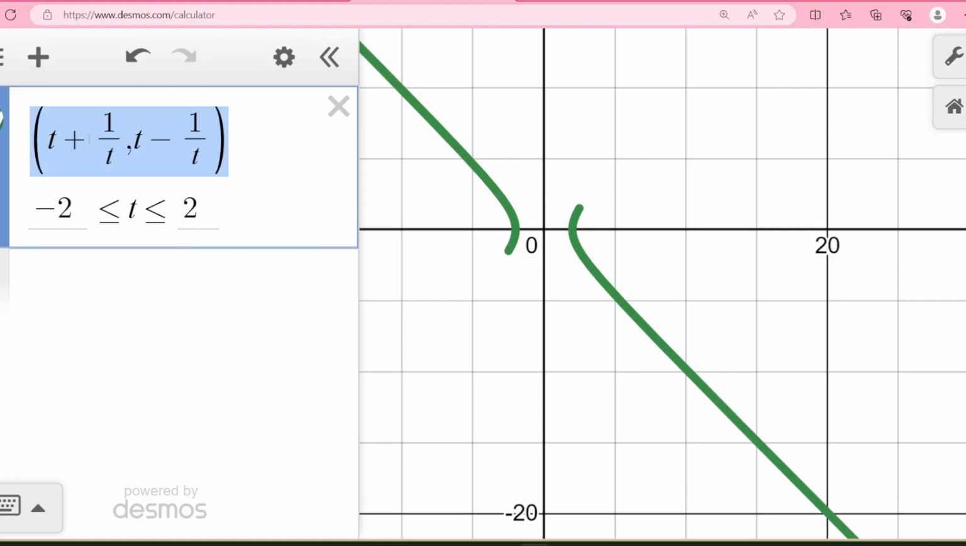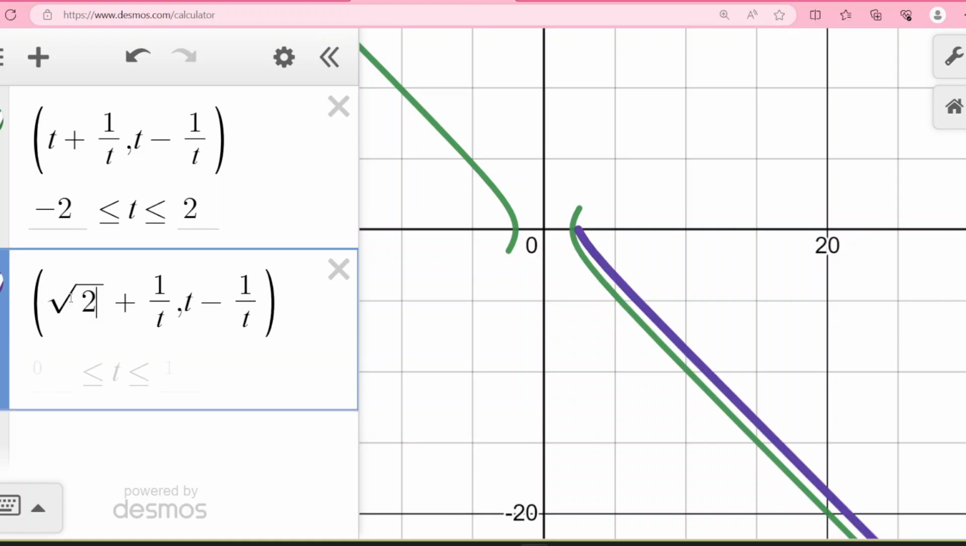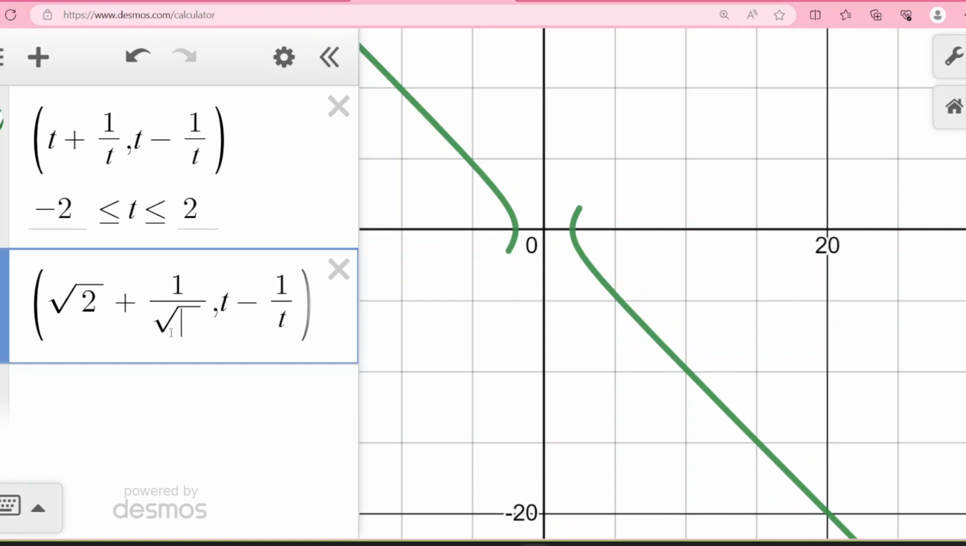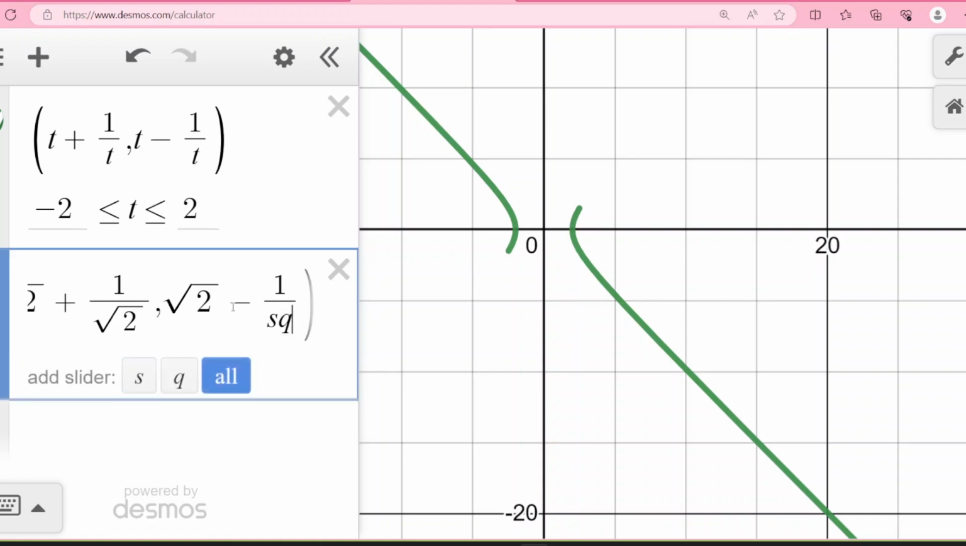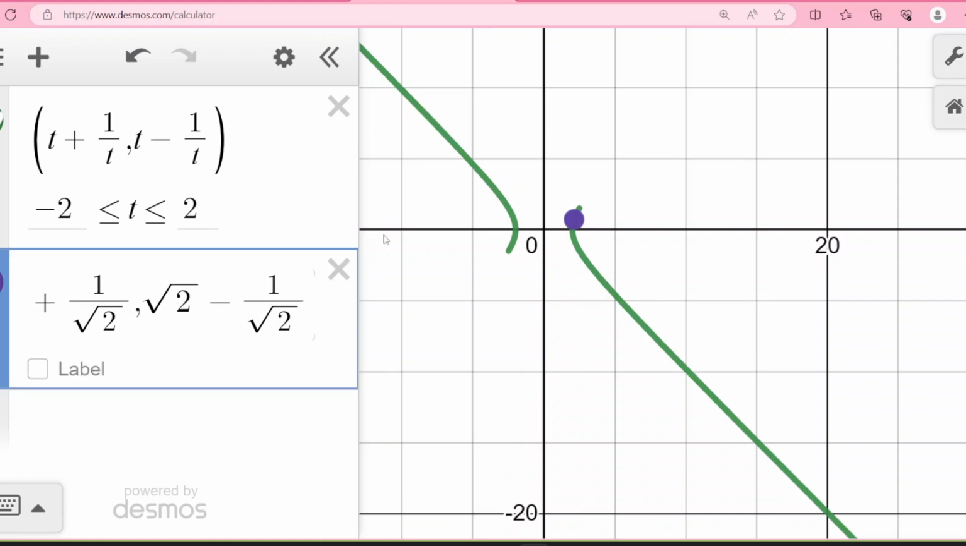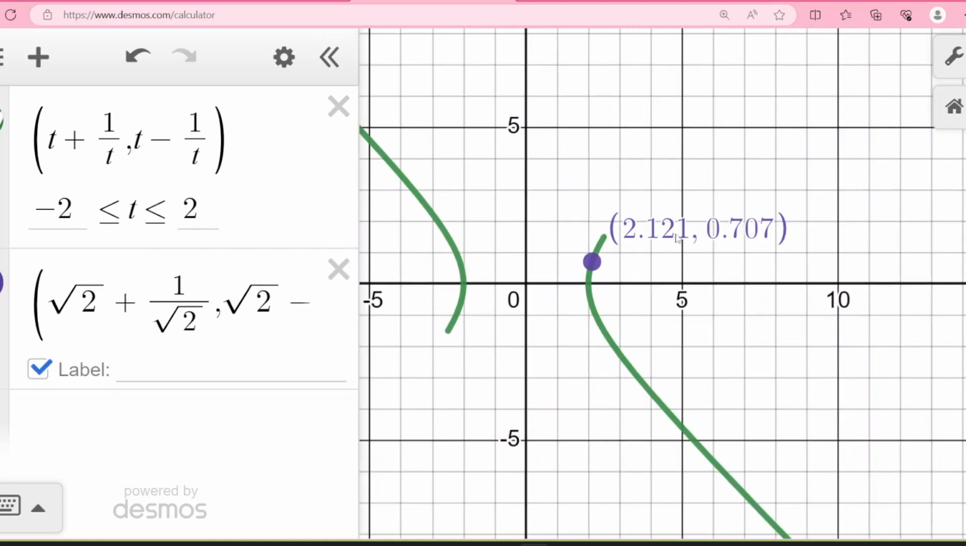I'm going to copy this and just replace all the t's with square root of 2. So here's a square root of 2, square root of 2, square root of 2, and replace the last t here with the square root of 2. So see, we're at this point here. I'll label it. It's got this x coordinate, this y coordinate. That's 1.5 square root of 2 and 1/2 square root of 2, right? The x and y coordinate I found earlier.